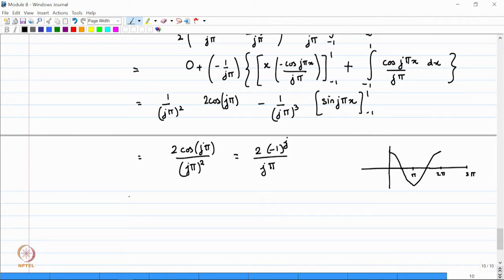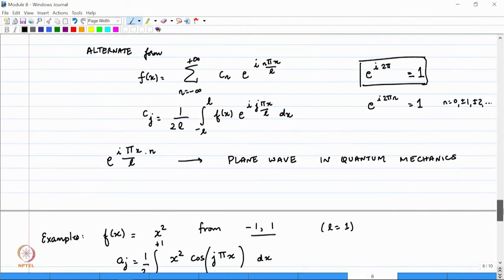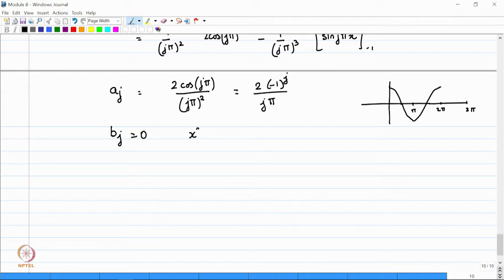So, basically you get a j equal to this, and you can easily show that b j has to be 0. And why does b j have to be 0? Because our choice of function x square is an even function. You can easily verify by actually doing the integral. So, therefore, I can write x square is equal to sum over j equal to 0 to, what about a 0?